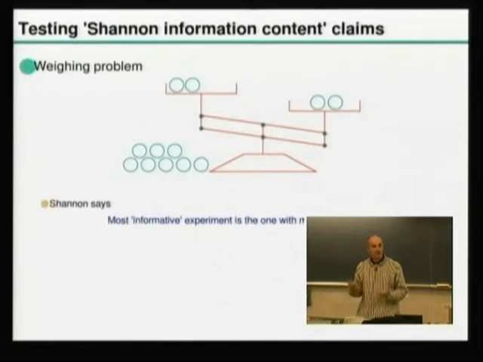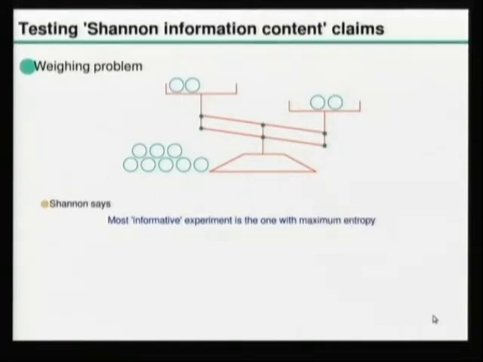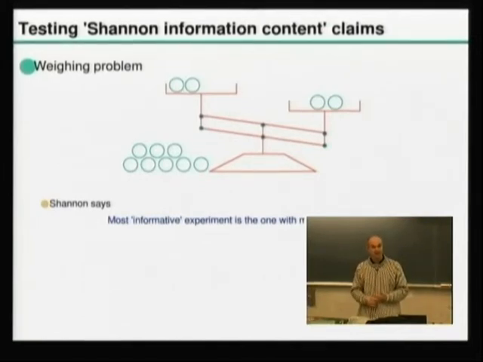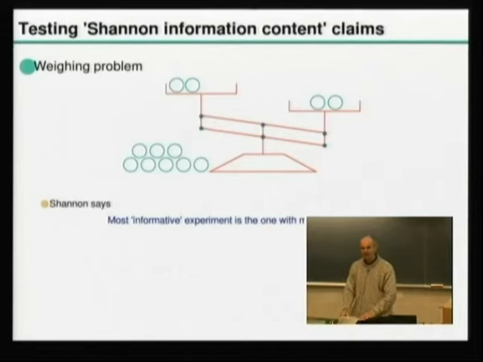And the Shannon information content gives you an idea. It says, if you want informative weighings, why not choose ones with maximum entropy? When you follow that principle, you get a solution that gets you done in three weighings. It finds, out of the 12 balls, which one is the odd one and whether it's heavy or light in three weighings, and that's all it needs. And that's the best you can do, and so it's a little piece of evidence that, hey, maybe this entropy thing is useful.